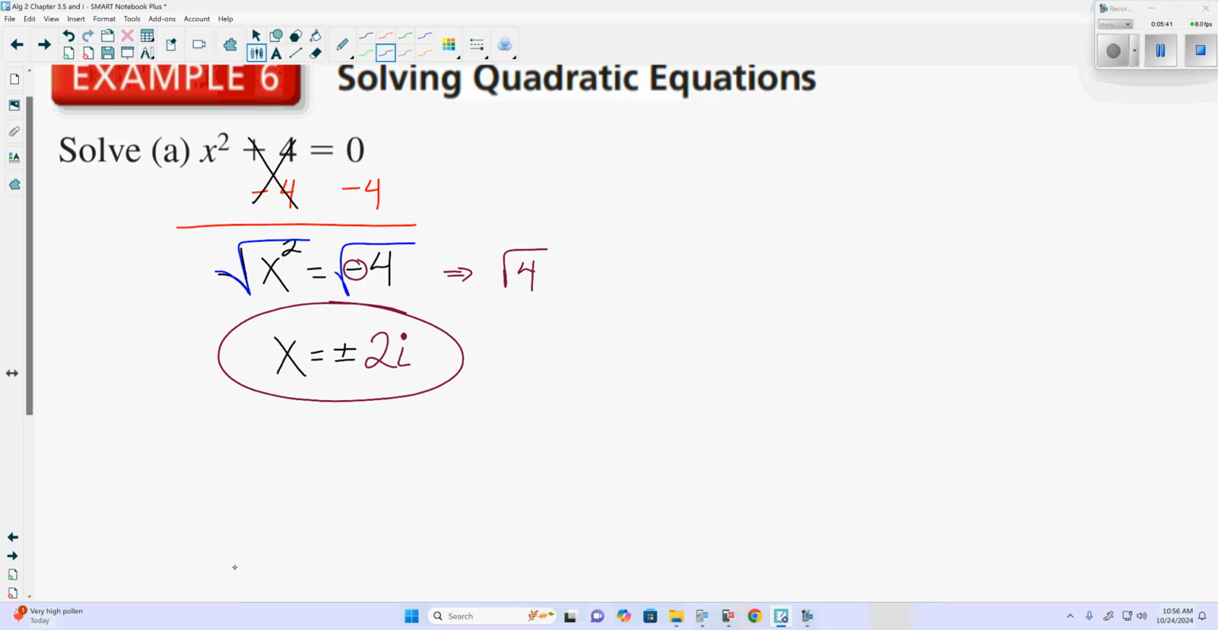Unfortunately, we can't graph and get to this here. It is possible to factor x squared plus 4, but in order to factor it, we needed to know that the factors of 4 that work for this here are positive and negative 2i. So we had to solve it to be able to factor it. But by that point, we don't need to factor it anymore.